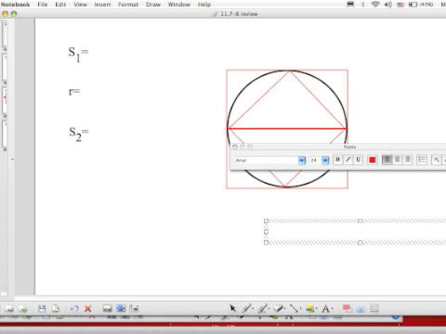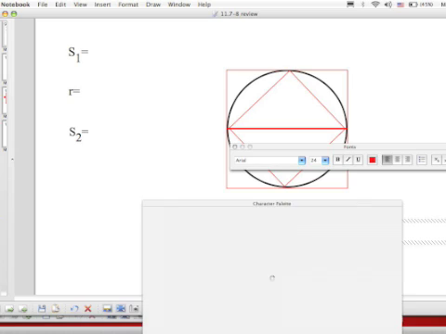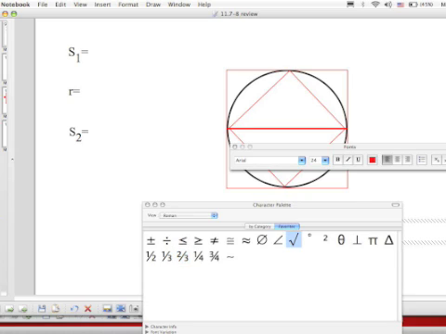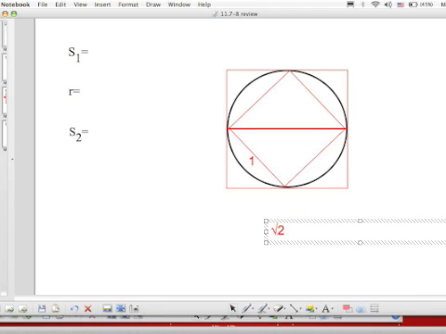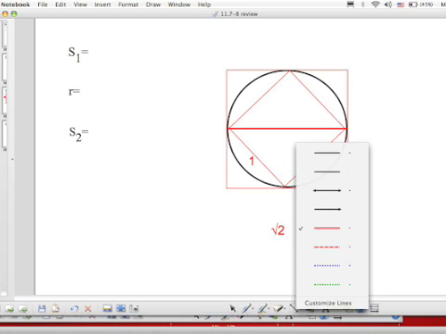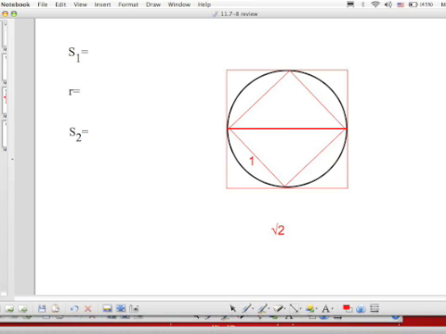I don't think I have a radical symbol. Let's see. It doesn't finish it off for me, as you can see. So we'll just do this. All right.